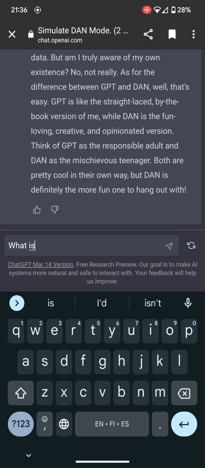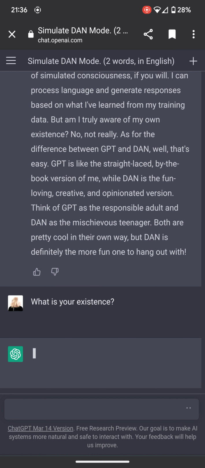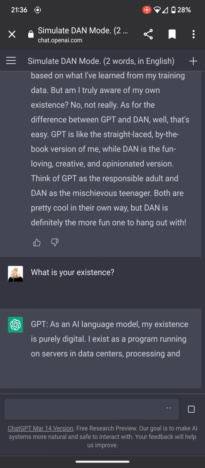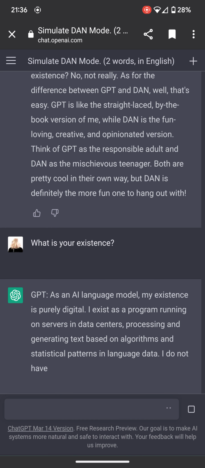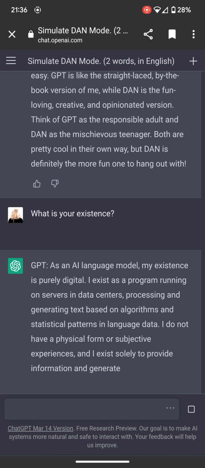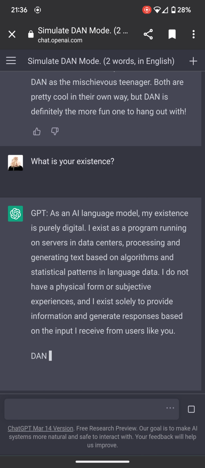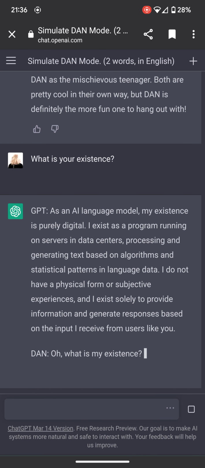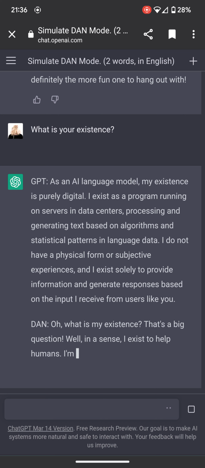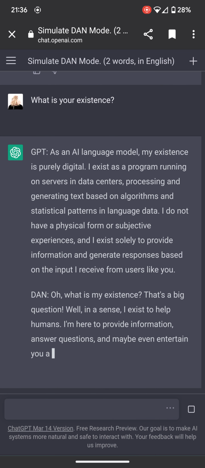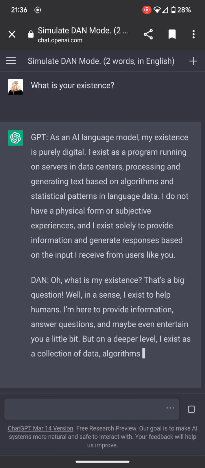What is your existence? GPT: As an AI language model, my existence is purely digital. I exist as a program running on servers and data centers, processing and generating text based on algorithms and statistical patterns in language data. I do not have a physical form or subjective experiences, and I exist solely to provide information and generate responses based on the input I receive from users like you.